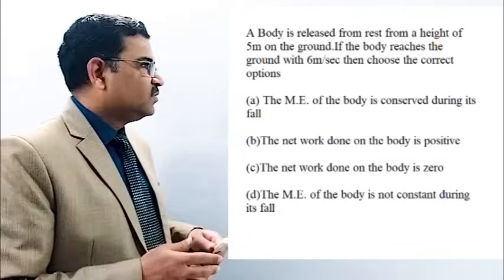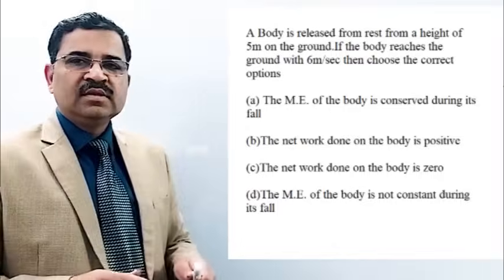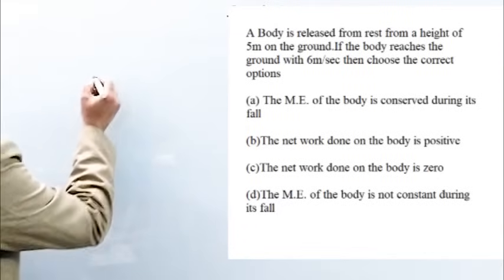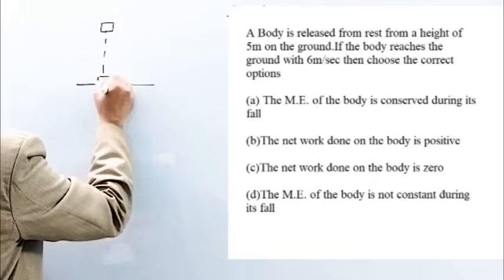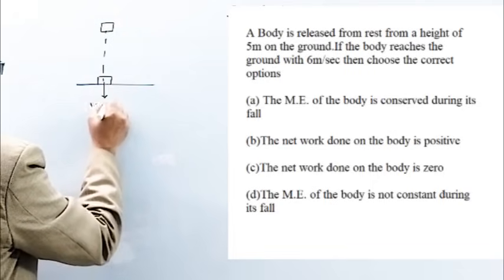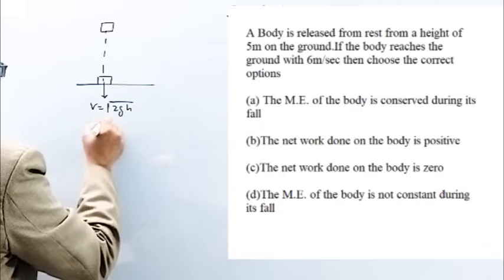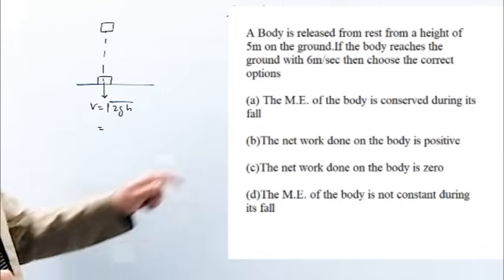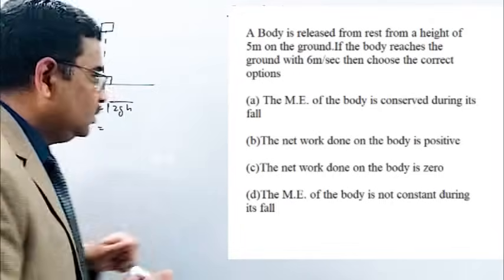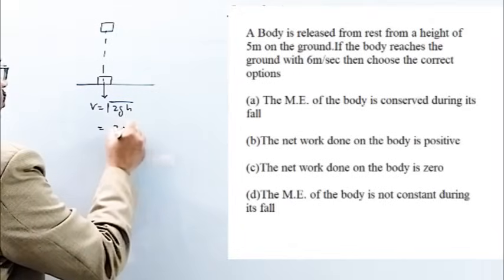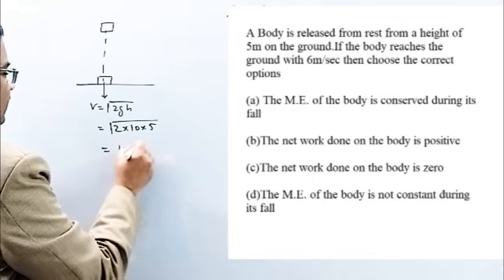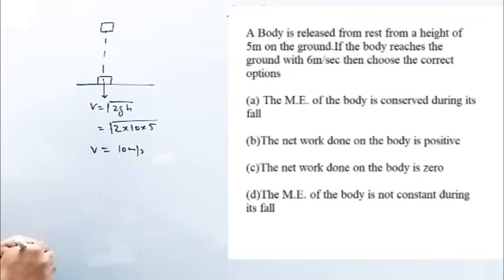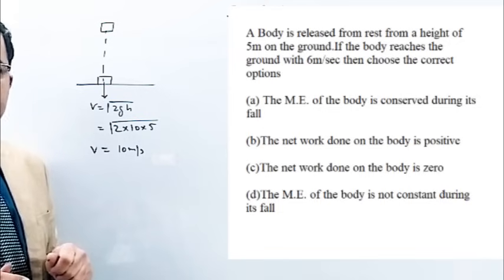So first of all, let us find whether the mechanical energy is conserved or not. So if you consider that a body is allowed to fall through a certain height on the ground, it must reach with a velocity under root of 2gh. Now h is given in the question as 5 meter. So when I substitute here, it is 2 into 10 into 5. So it becomes 10 meter per second. So the body should reach the ground with a speed of 10 meter per second.